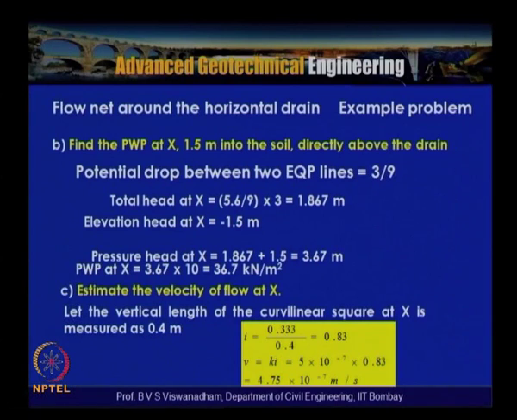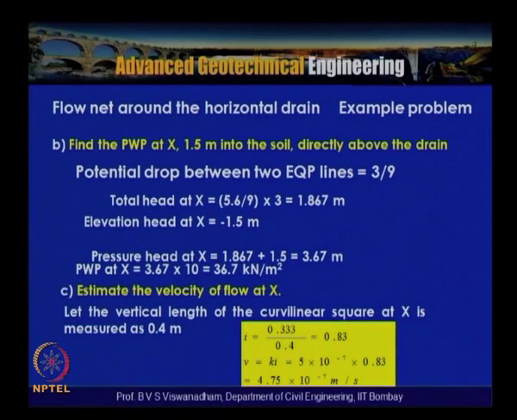Now the next question is the estimation of the velocity of the flow at X. Once we know the velocity, and once we know the void ratio, we can also determine the seepage velocity at that point. So we said that between each equipotential line, the potential drop is nothing but 3 by 9, which is 0.33 meters. So from the 9th equipotential line to the 8th equipotential line, the potential drop is 3 by 9, that is 0.333 meters.